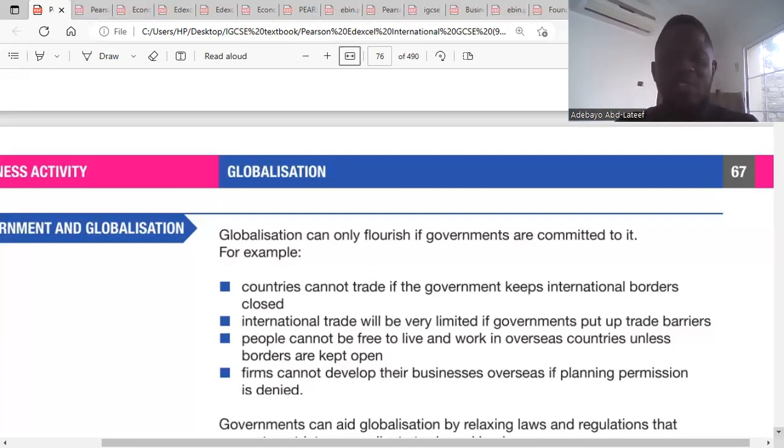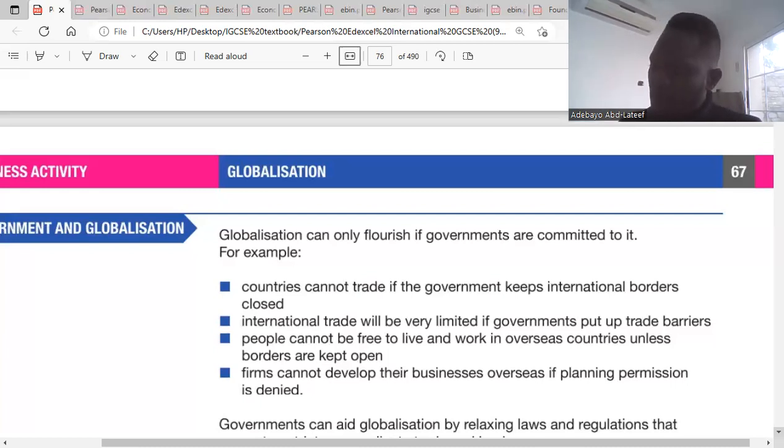Two, international trade will be very limited if government puts up trade barriers. What are trade barriers? Restrictions of trade. It could be through embargo, it could be through tariffs. If government continues to increase trade barriers, businesses in different countries will find it difficult to trade with other countries because they have to pay so much. That will limit international trade. And who brings up these trade barriers? Government. So if government reduces trade barriers, there won't be limitation to trading internationally.